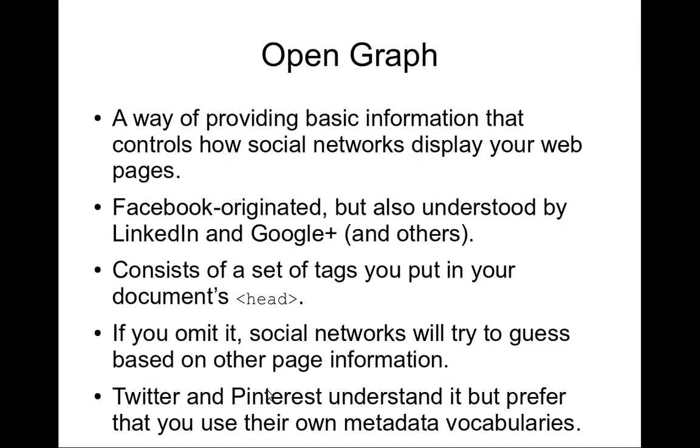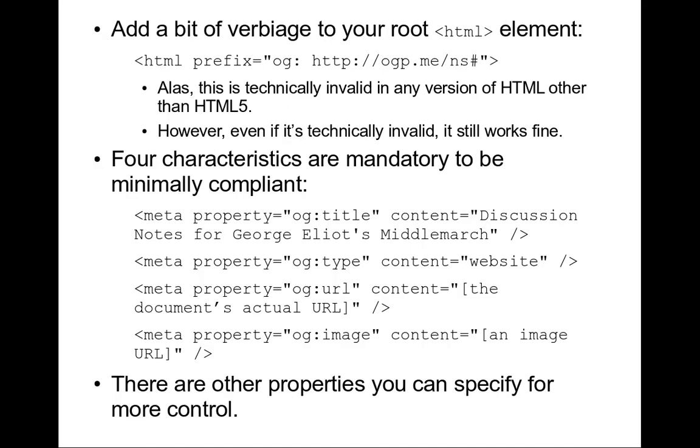Twitter and Pinterest are particularly annoying to design for, I think, because unlike Facebook, they require that the Twitter company or the Pinterest company approves your website before the markup starts working. So how do you actually use this? You add a bit of verbiage to your root HTML element, right? What is this? This is just an indication that when you have meta tags starting with OG, this is the machine readable version of how you parse them.